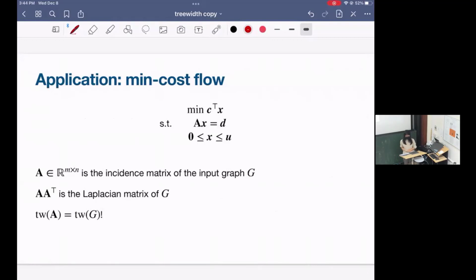And for other flow problems, the Treewidth of the matrix is generally on the same order as the Treewidth of the actual graph in the input.